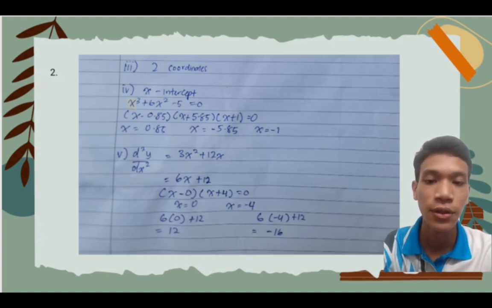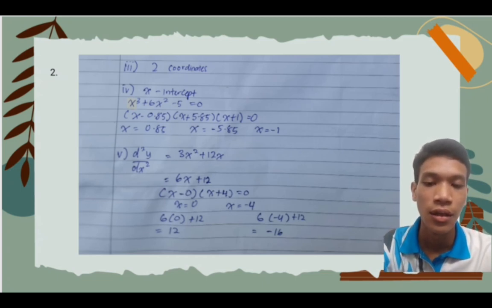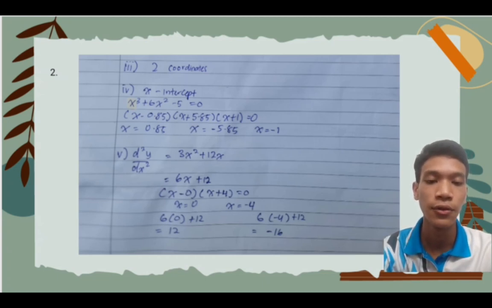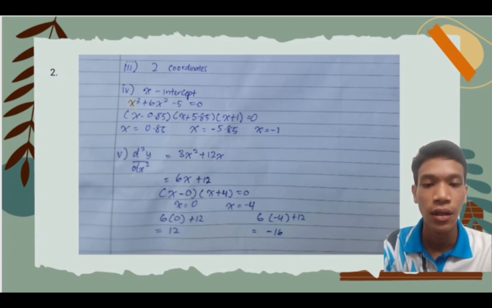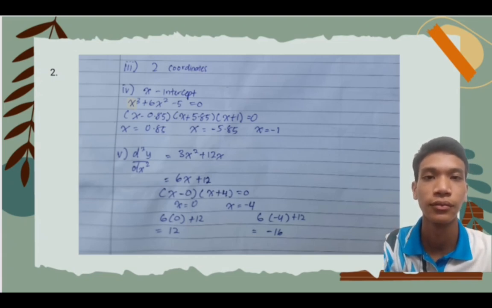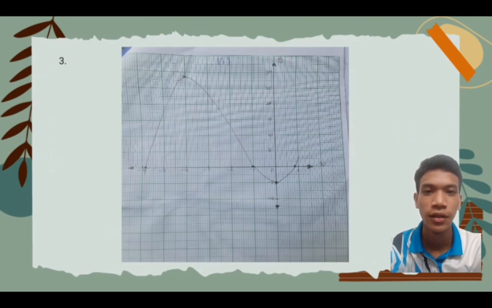y equals 0 cubed plus 6 in bracket 0 squared minus 5, which equals negative 5, and the coordinate is x 0, y negative 5, and 2, y equals in bracket negative 4 cubed plus 6 in bracket negative 4 squared minus 5 equals 27, and the coordinate is x negative 4 and y 27. And this is the graph for question 6.